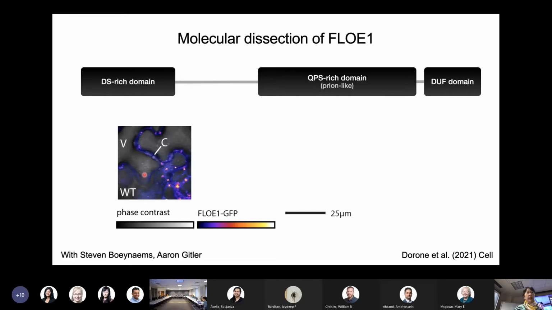This is showing you wild type. Now, this is transient expression of the protein in tobacco leaves. These purplish areas represent the cytoplasm. Most of the cells in the tobacco leaves are vacuoles, which is represented by the gray here. And these yellow dots represent FLO1 granules. So you can see in wild type, they form these nice granules.